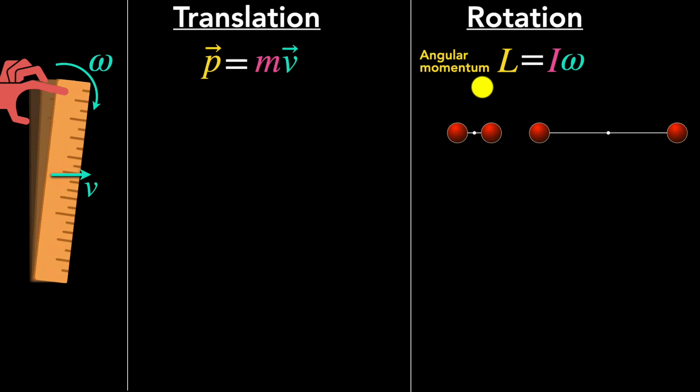Okay, next up, let's think about the direction. Just like how both linear momentum and velocity are vector quantities, angular momentum and angular velocities are also vector quantities. So how do we think about their direction?